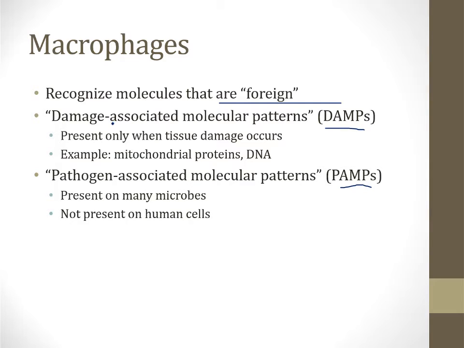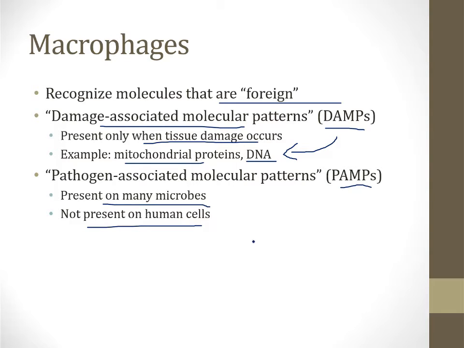So DAMPs are damage-associated molecular patterns. These are molecules that are found in tissues only when there has been some form of tissue damage. For example, proteins in the mitochondria shouldn't normally be exposed in tissue beds, neither should DNA. So macrophages can recognize these, they're called DAMPs, and then they can trigger an acute inflammatory response. PAMPs are similar to DAMPs. They're called pathogen-associated molecular patterns. They're present on many microbes. They're not present on human cells, and macrophages can also recognize these.